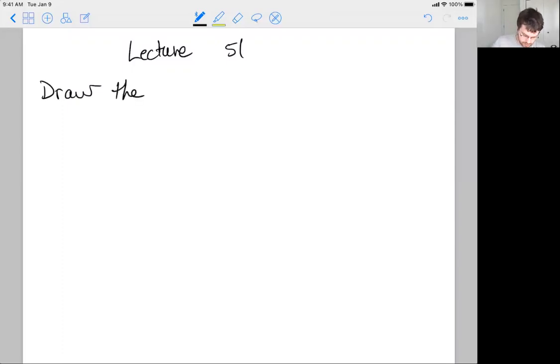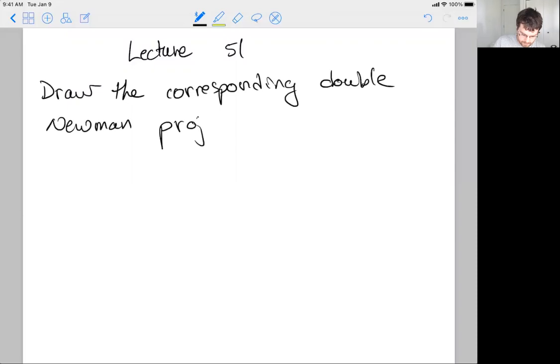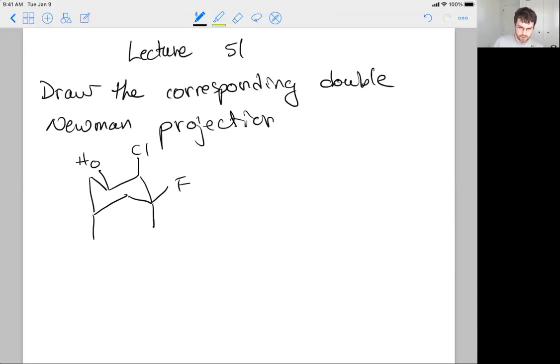So draw the corresponding double Newman projection. Okay, so the chair structure looks like this. Let's get a really hard one, just to show you that if you have some semblance of understanding single Newman projections, double Newman projections aren't too bad. Okay, so we want to go from here to here. That's the question.